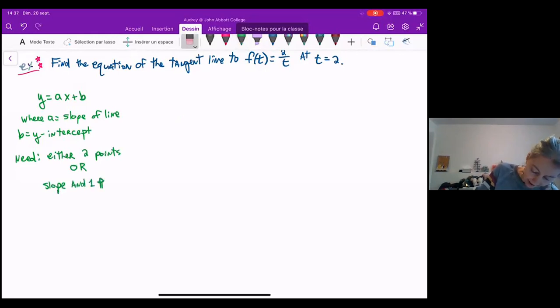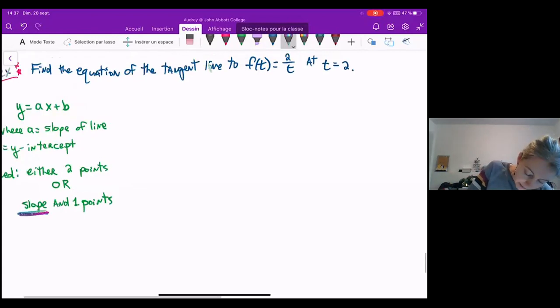Well, you can guess that since we've been working with derivatives and we've learned that derivatives and slope are the same thing, we're going to end up with the second thing. We're going to have to find the slope and 1 point. So if we're asked to find the equation of a tangent line, our first step is going to be the same thing as it was up above, to find that f of x plus h, because we need to find the derivative in order to find the slope.